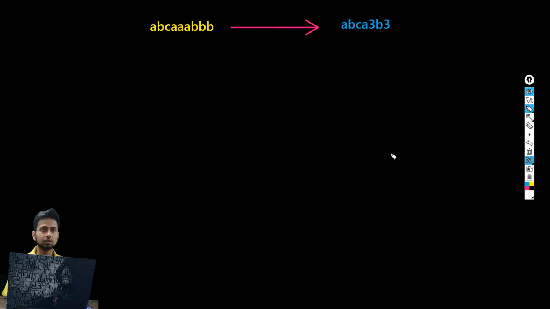So in this question you are basically given a string and you have to return the compressed version of that particular string. So let's see what it means. This is the string that is given to you, like a, b, c, a three times, then b three times. Then you have to convert this string into the compressed form.